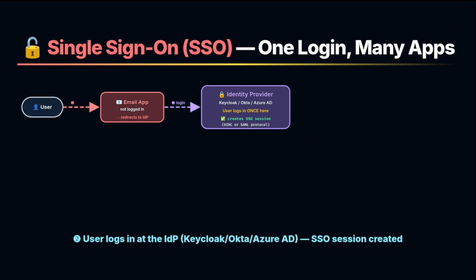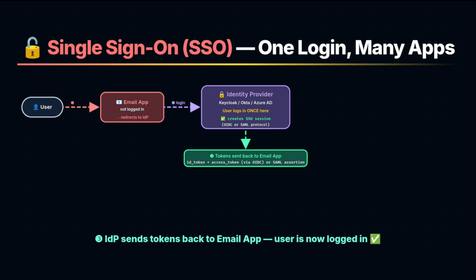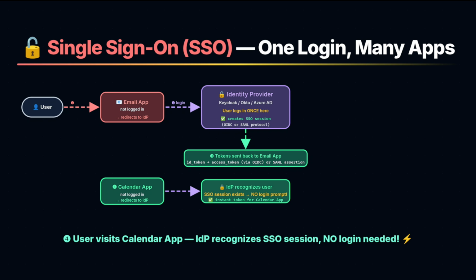Later, you visit the calendar app. You are not logged in here either. The calendar app also redirects you to the same identity provider. Here is the magic. The identity provider checks, do I have an SSO session for this browser? If yes, the cookie from the email app login still exists. So the identity provider immediately sends a token to the calendar app without asking for your password again, and you are logged in instantly. That's why it's called single sign-on.